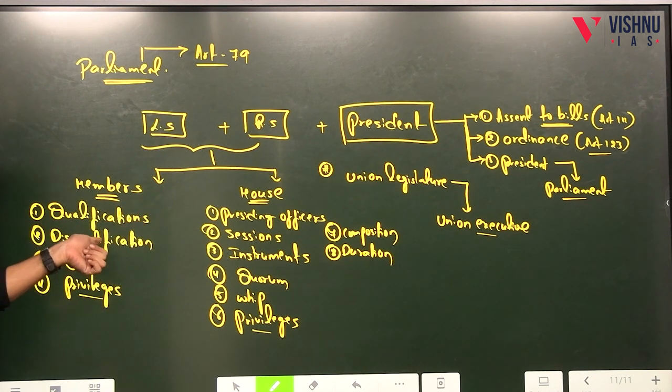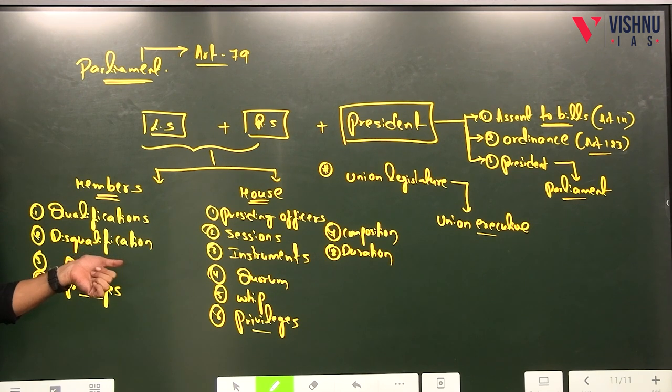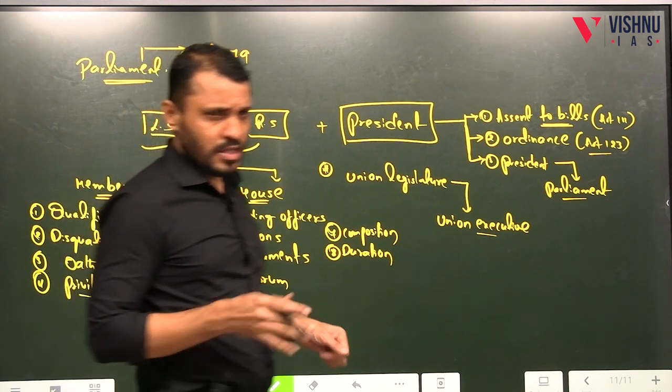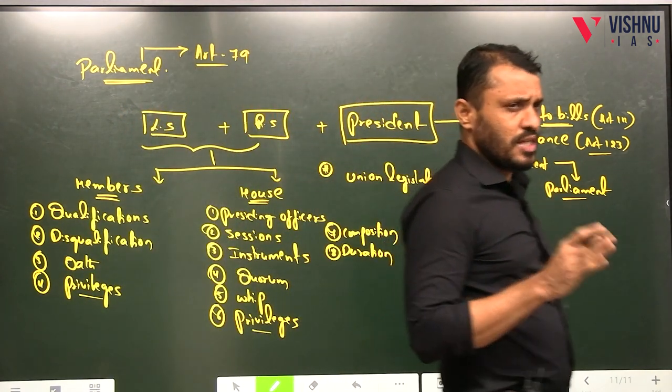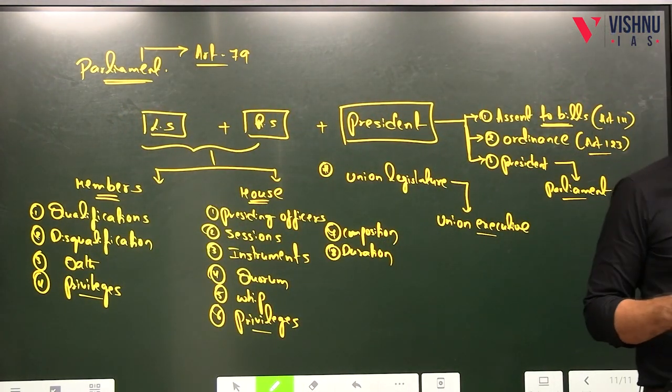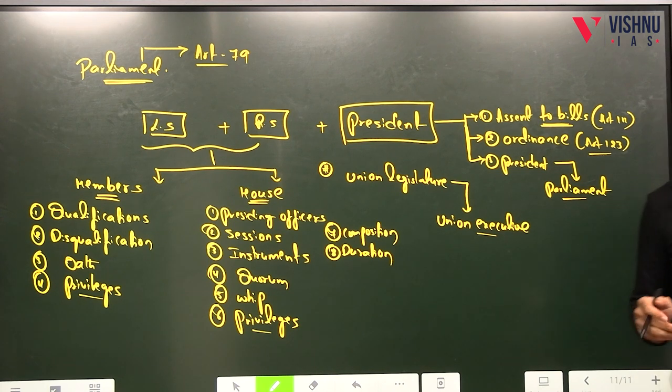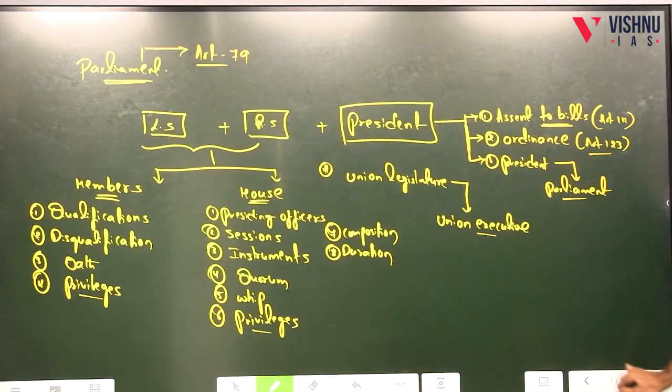Recently, Rahul Gandhi's disqualification was in the news. Article 102, Clause 1, Subclause E talks about disqualification done by Parliament law, that is the Representation of the People Act 1951. We'll discuss that. This is about the Parliament overview.